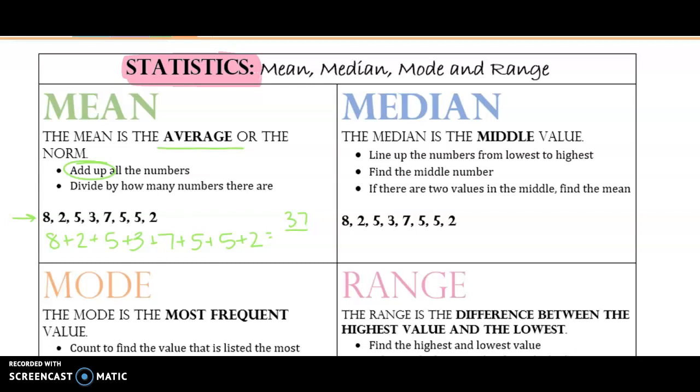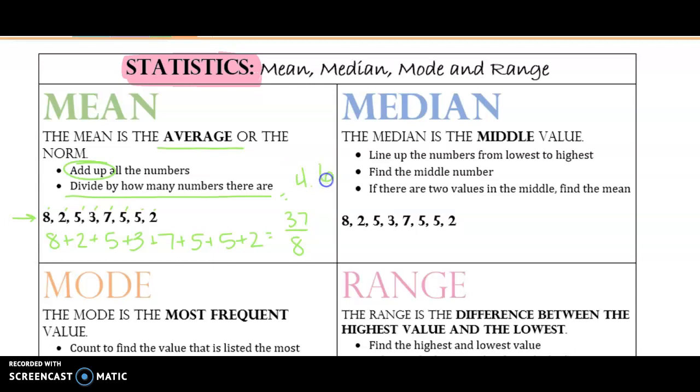Good point. Okay, so we got 37, and now the next step says to divide by how many numbers there are. So let's count how many numbers there are: 1, 2, 3, 4, 5, 6, 7, 8. There's 8 numbers. So let's do 37 divided by 8. When I do that, what does that give me? 4.625. So many numbers. Right, so let's just do the first number after the decimal.